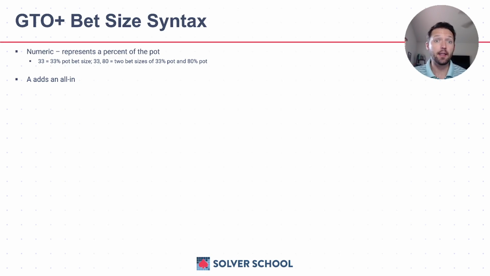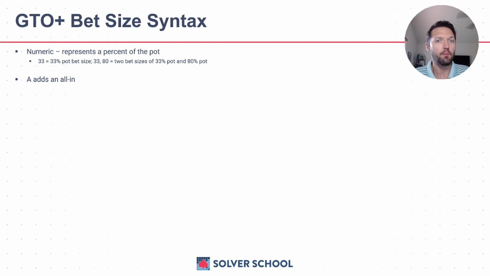So the pot size can change if there's other previous action earlier on in that street. It's not necessarily the pot size at the beginning of that street, it's the pot size at the beginning of that particular node or that particular action. You can put multiple bet sizes in here, so you can put in 33, 80, and that's going to equate to two bet sizes of 33% pot and 80% pot, and so on and so forth.